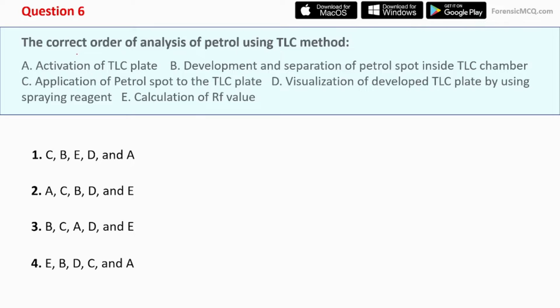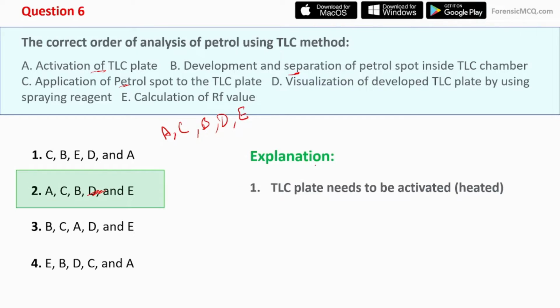As you know, for the TLC method, the first thing is to activate the TLC plate, followed by the spotting. That is option C. So it's A, C. And after that, the separation takes place, so it will be option B. And after that, visualizing the developed TLC plate, so the option will be D. And lastly, calculating the RF value. So the answer is A, C, B, D, E. So option 2 is correct.